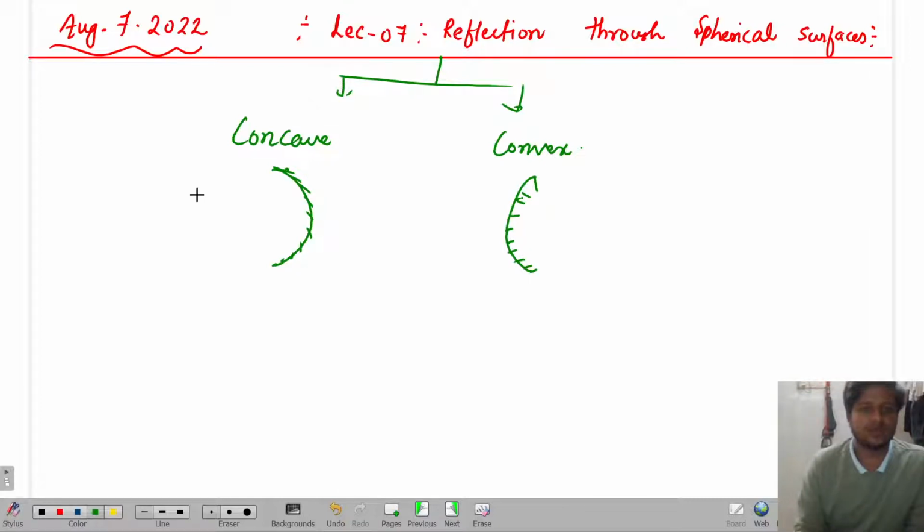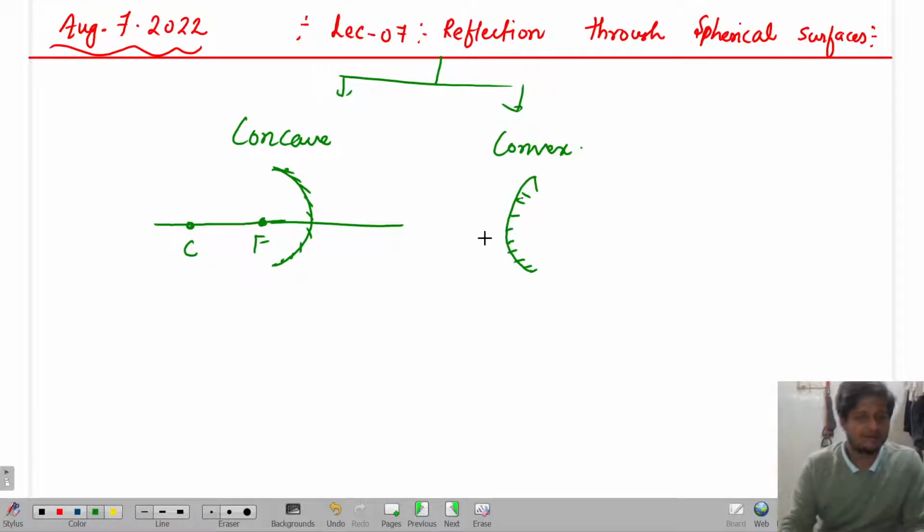In concave we have the reflective surface from inside, while in convex the reflecting surface is from outside. Next important point, the focus of the concave mirror lies on the left side of the mirror. Second point, curvature also lies on the left only. But in convex mirror, what is the property? Focus lies on the right side of the mirror, means inside the mirror, you can say. And curvature also lies inside it.